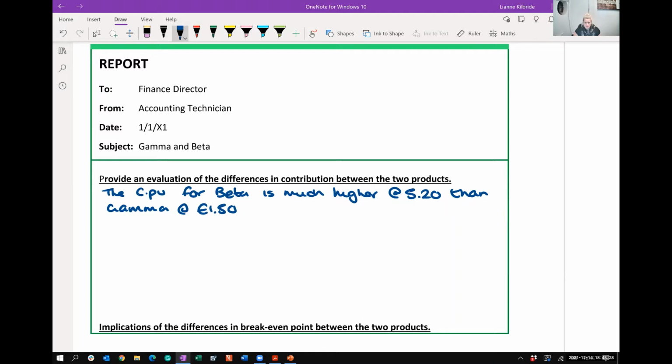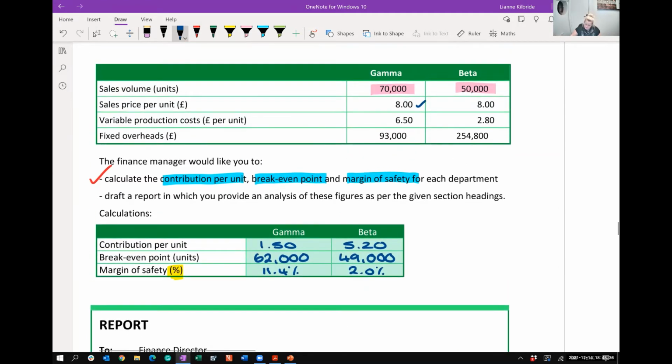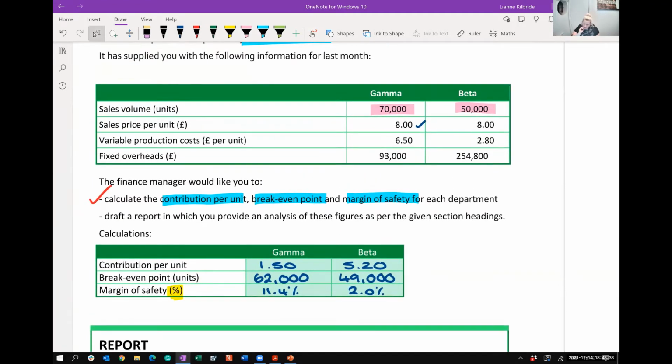Now, what you need to then state is why has that happened. Okay, so if we have a look within the data, in the table of data, we can see that both have a selling price of £8, it's quite obvious from the information that the reason why beta is showing a higher contribution is because gamma has a higher variable cost.